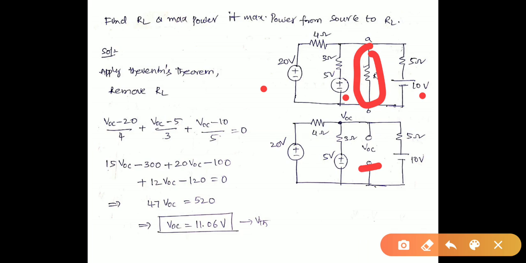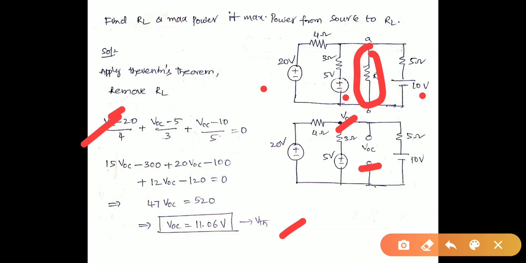So we have to calculate the open circuit voltage VOC. For that we apply KCL at the nodes, so we get nodal equations. Upon simplifying these nodal equations, we get the open circuit voltage value as 11.06 volts. This open circuit voltage is also called the Thevenin voltage.